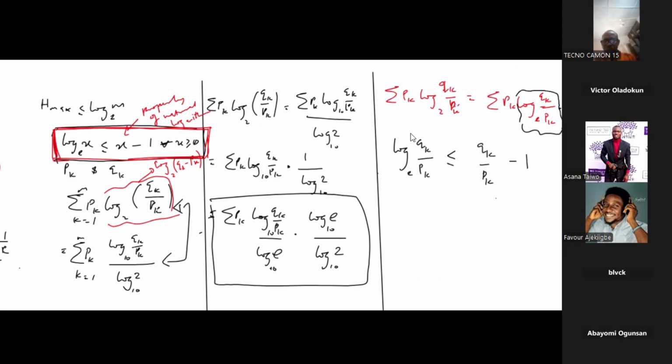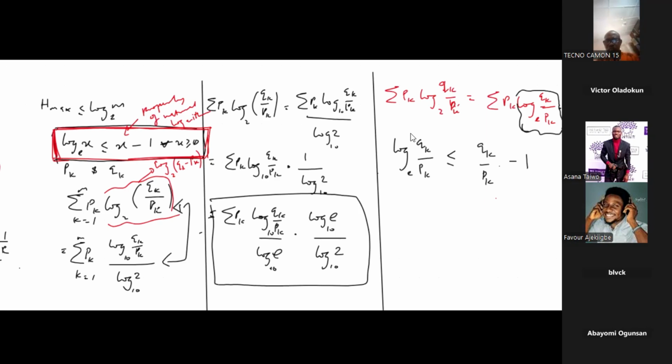if we bring it out, it models this, where q sub k over p sub k is the same as x in this expression. So if q sub k over p sub k is the same as x in this expression, then it means that log q sub k over p sub k base e will be less than or equal to q sub k over p sub k minus 1. Is that clear? Yes, sir, it's clear.